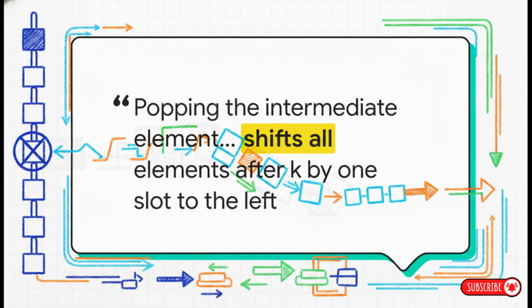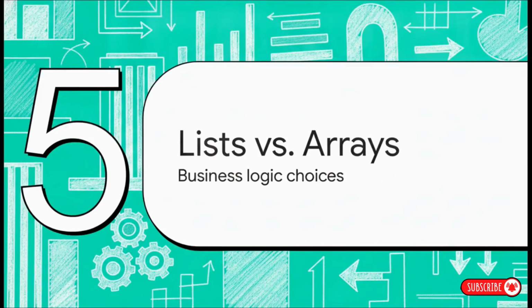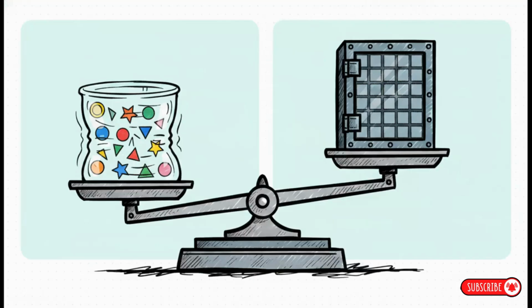Which brings us to our final stop, Section 5, Python lists versus arrays, and making the right business logic choice. To solve those massive scaling issues we just talked about, Python gives us a choice between the default list and the standard library's array module. When you're architecting your code, choosing between these two really comes down to a tug of war between flexibility and memory efficiency.